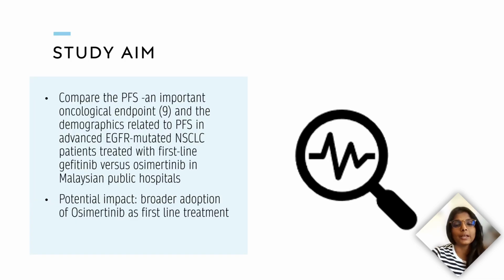This study aims to compare the progression-free survival, an important oncological endpoint, and the demographics that improve progression-free survival in advanced EGFR-mutated NSCLC patients treated with first-line gefitinib versus osimertinib in Malaysian public hospitals. The significance of this study is a broader adoption of osimertinib as first-line treatment in Malaysian advanced EGFR-mutated NSCLC patients, resulting in better disease outcome.